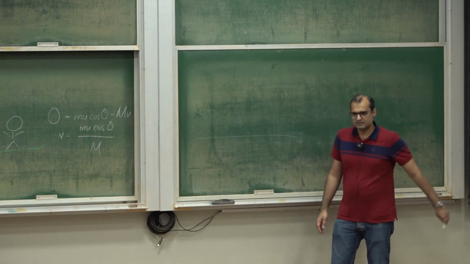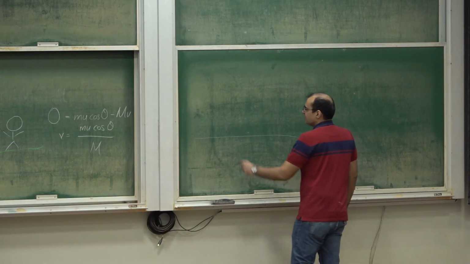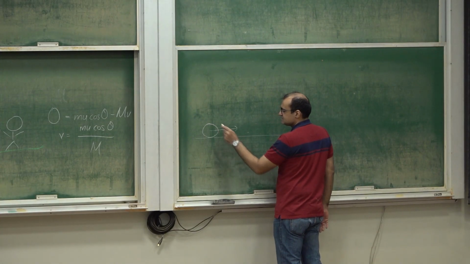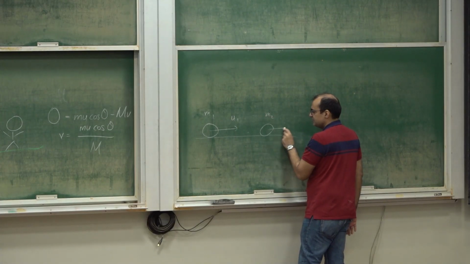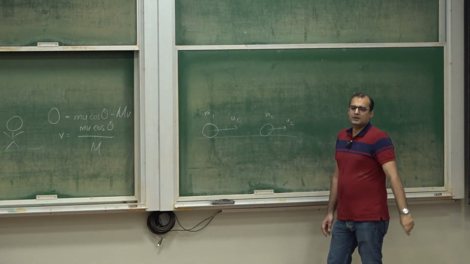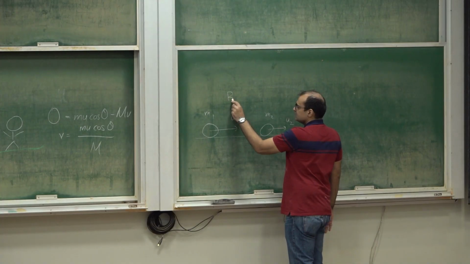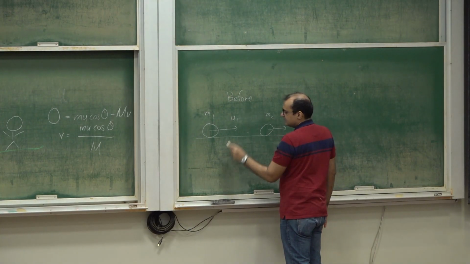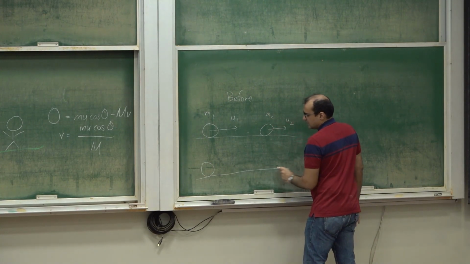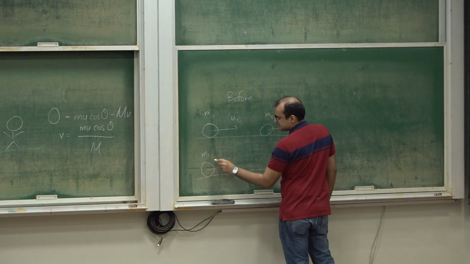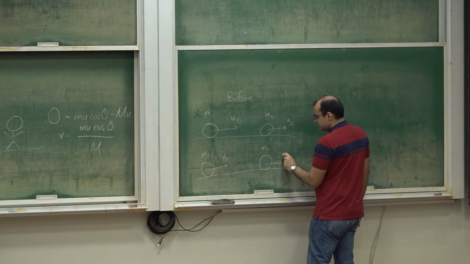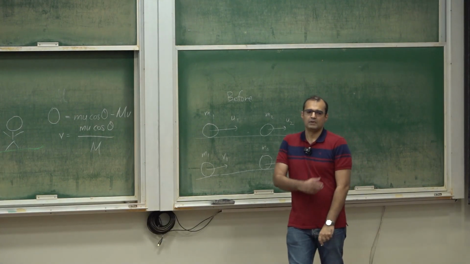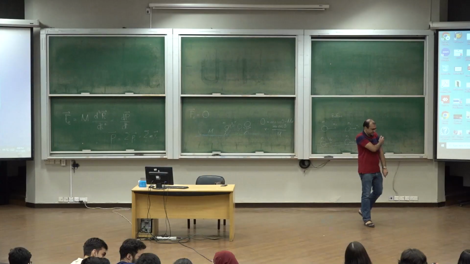A collision, a simple head-on collision. So you have essentially a particle of mass m1 moving with speed u1, and another particle of mass m2 moving with speed u2. This is before the collision, and this is after the collision. After the collision, again you have mass m1 with velocity v1, and mass m2 moving with speed v2.